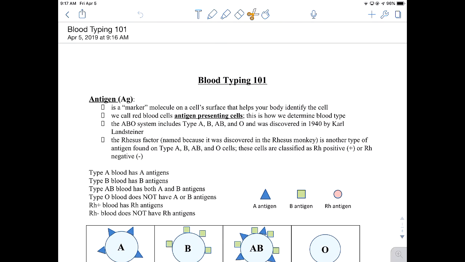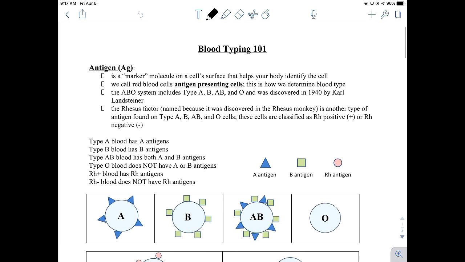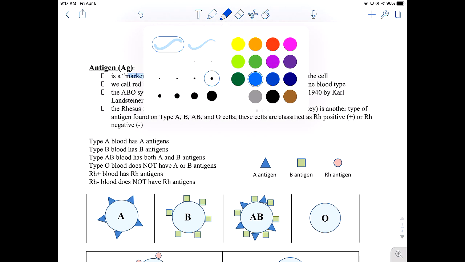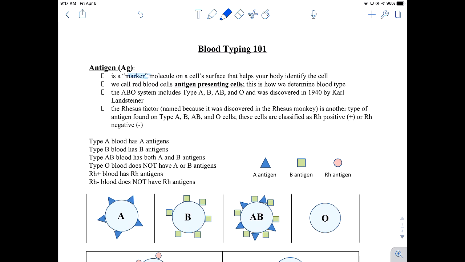Okay, so with blood typing, here we go again one more time. We remember that the antigen is this marker. It is a molecule on the cell surface that helps the cell be identified by other cells, particularly by the immune system. So we call red blood cells antigen-presenting cells because they have these little markers on the outside that the immune system can identify.